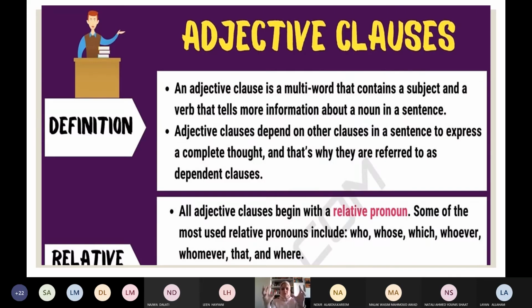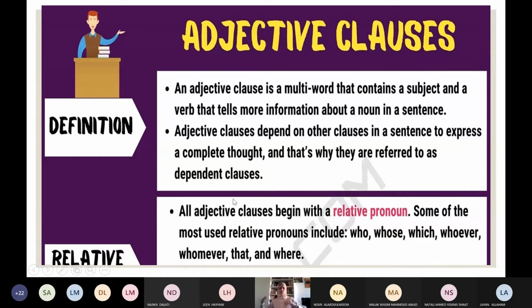This subordinate clause I take with me, and once I treat it as an adjective clause, and once I treat it as an adverb clause. It is the same as a prepositional phrase. It comes after the noun it modifies. An adjective clause is a multi-word group that contains a subject and a verb. The difference between an adjective clause and an adjective phrase is that an adjective clause has a subject and verb. It tells more information about the noun in the sentence. Adjective clauses depend on other clauses in a sentence.